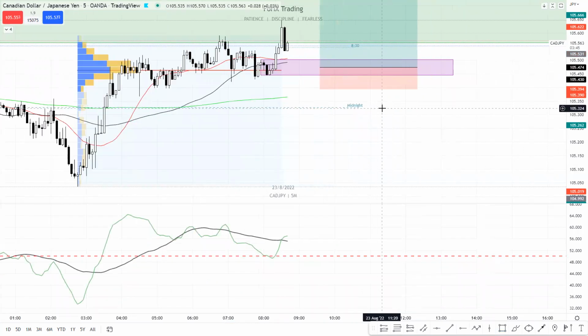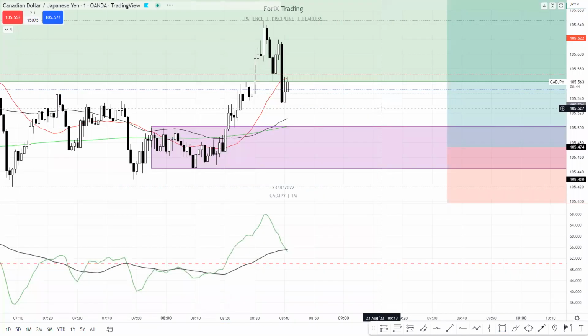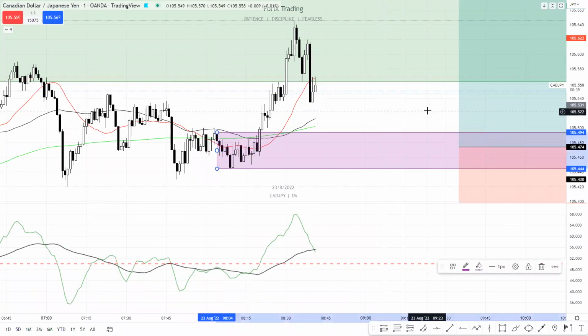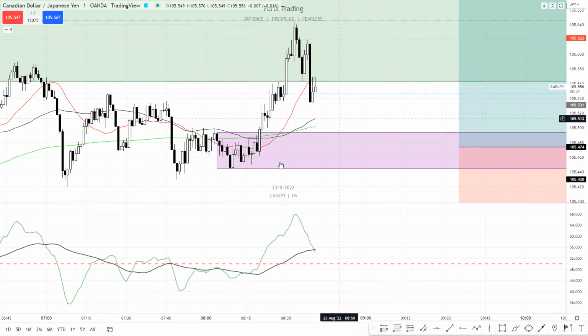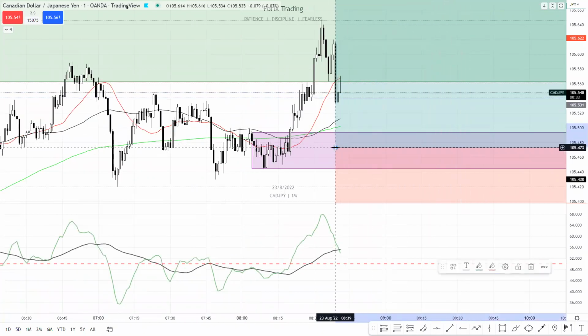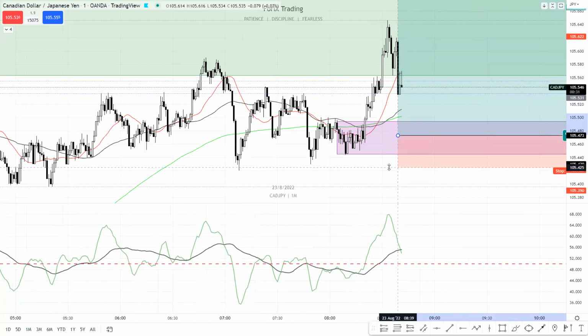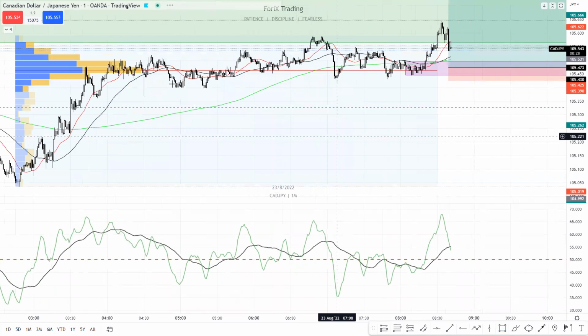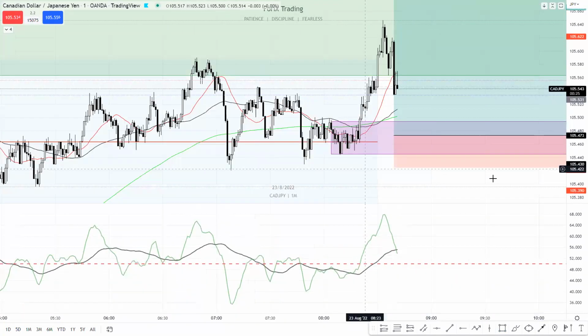Now, what I want to see is, I would love to see a pullback into this range here and enter that. That's really what we're looking for today on CAD JPY. We are bullish, breaking new highs. I just need to see that. Very strong level here.